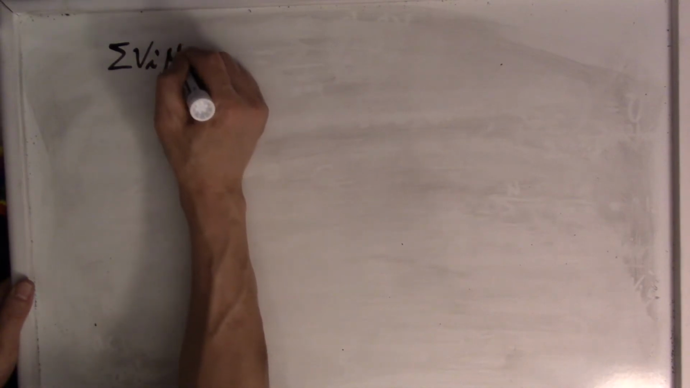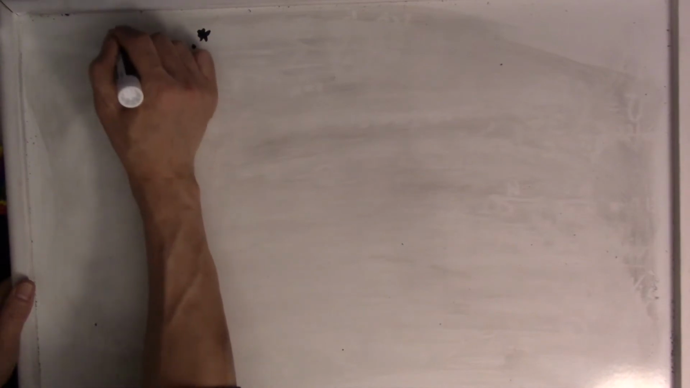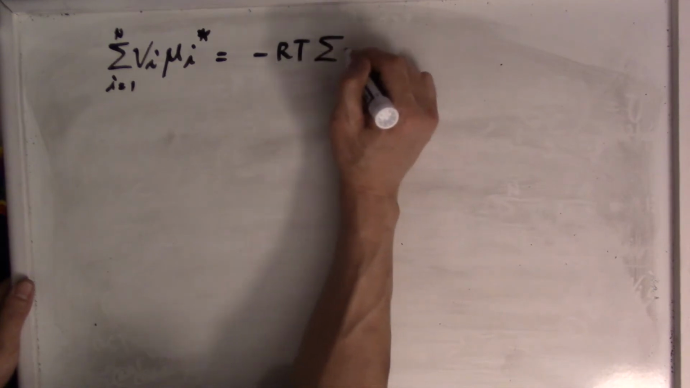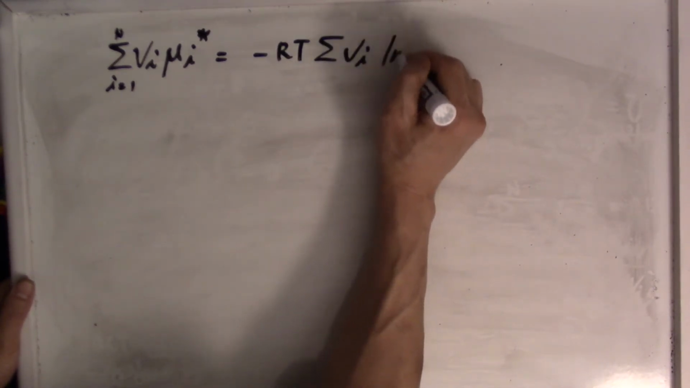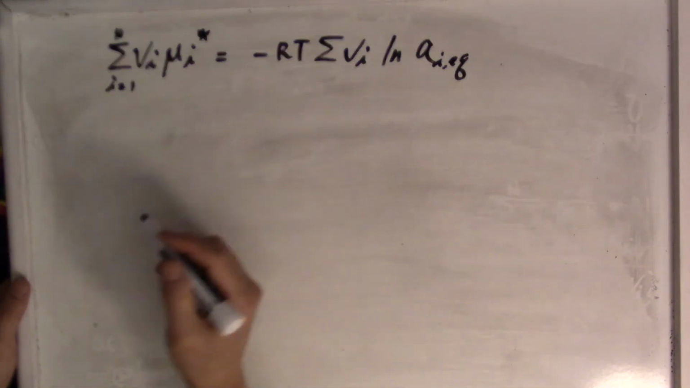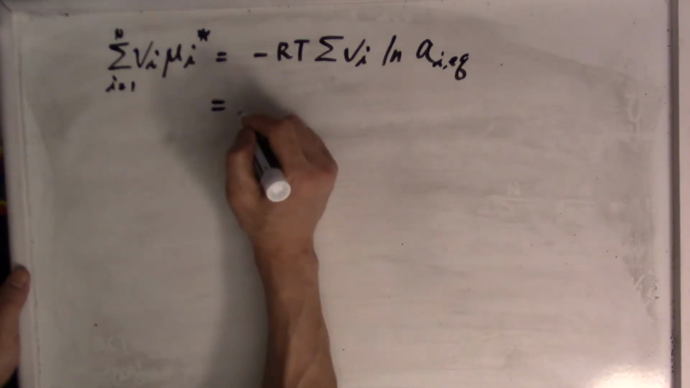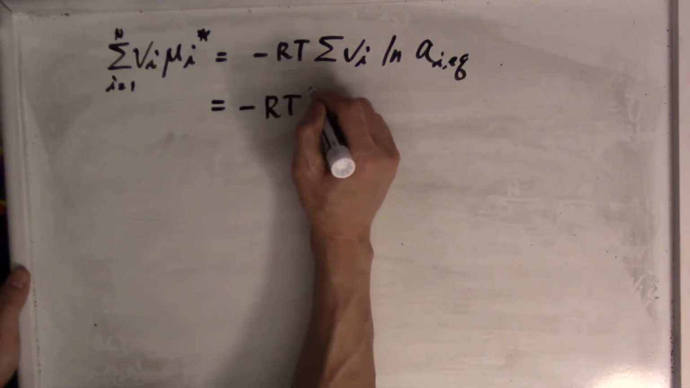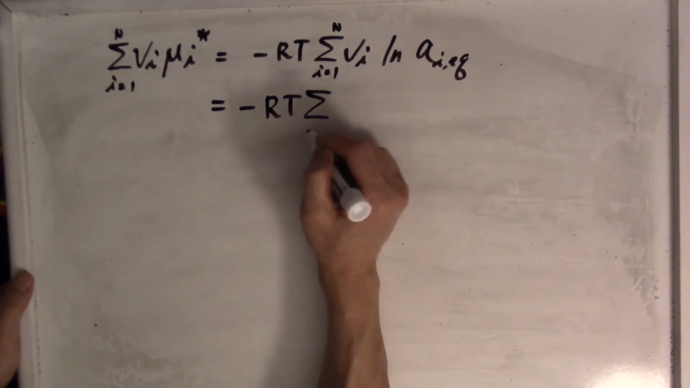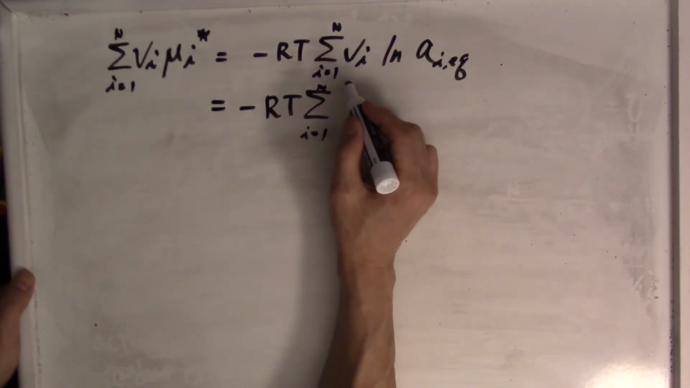when it's pure, going from i through n, is equal to minus RT times the sum of the stoichiometry times natural log of a_i at equilibrium, because at equilibrium we have activity. If you continue, it's going to be minus RT natural log. By the way, this is i equals 1 through n. That part is fine.